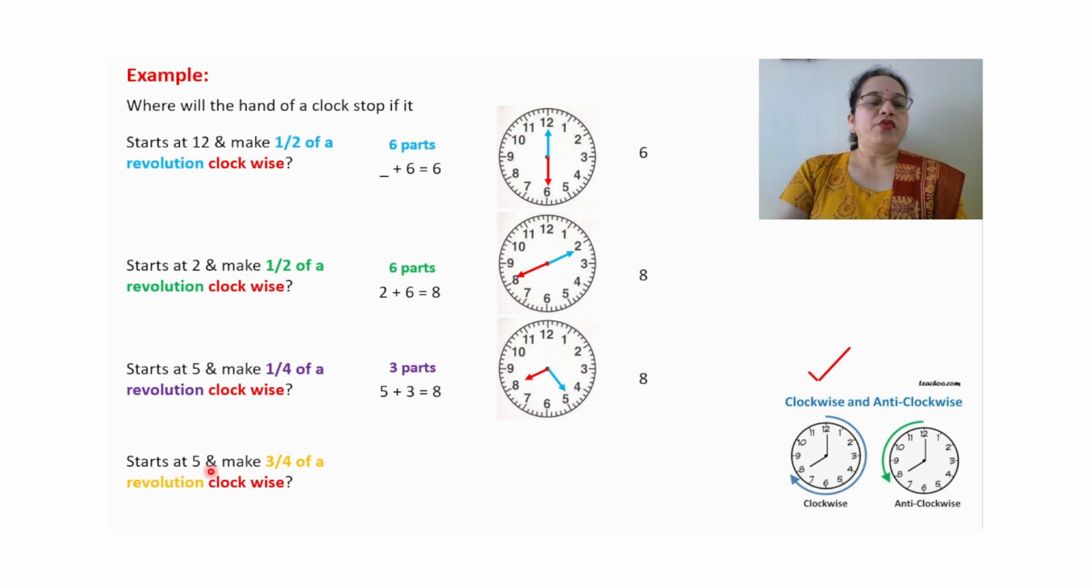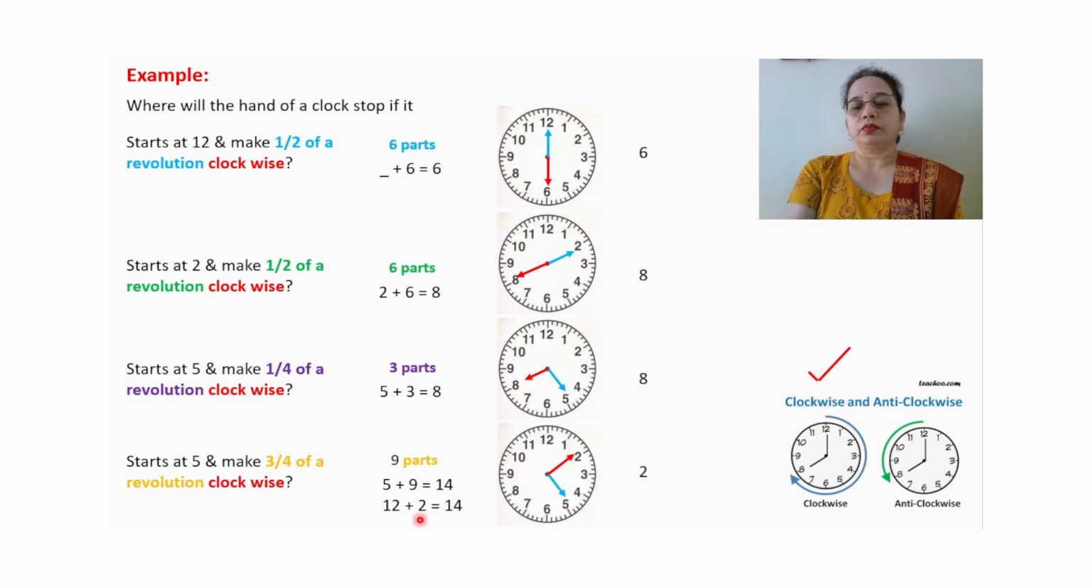Starts at 5 and makes 3/4 of a revolution. 3/4 of a revolution means 9 parts, and these 9 parts we will start counting from 5. So 5 plus 9 will give you 14, but in a clock we don't have 14. So how can we write down this 14? 12 plus 2 is equal to 14. What does it mean? The hand will stop at 2. This is 2.